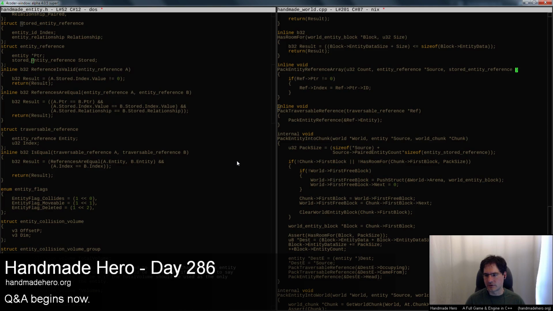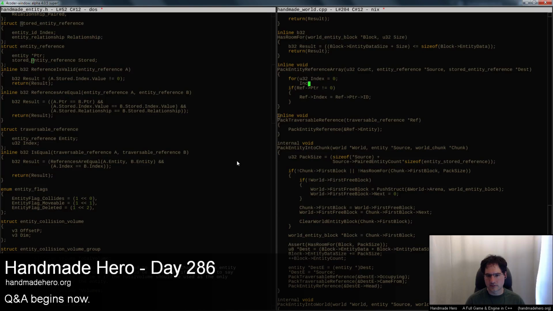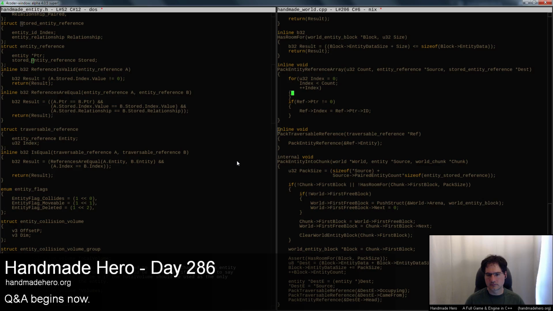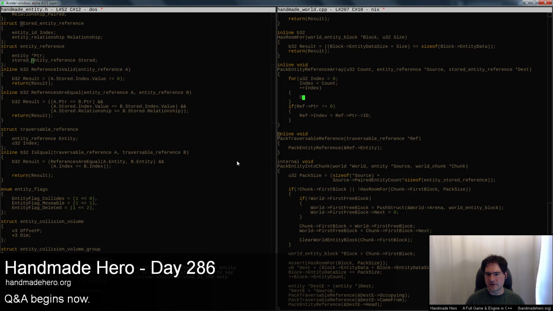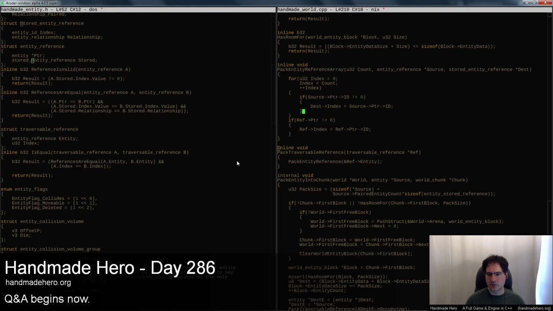And then we'd say stored entity reference destination. Then after we loop over these, all right, the dest, we're going to do exactly the same thing we were doing here, right? We'd say the destination index is going to equal the source's pointer's ID, but only if the source's pointer's ID is not equal to 0. So only in the case where the source pointer is not equal to 0.